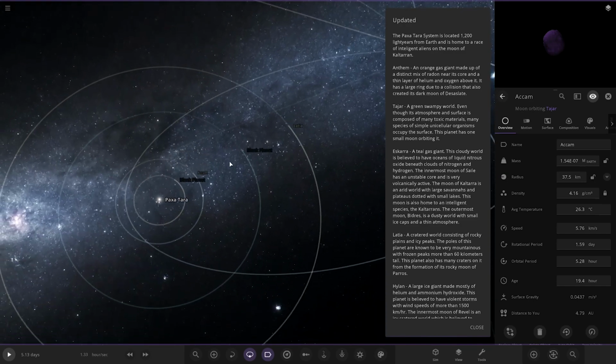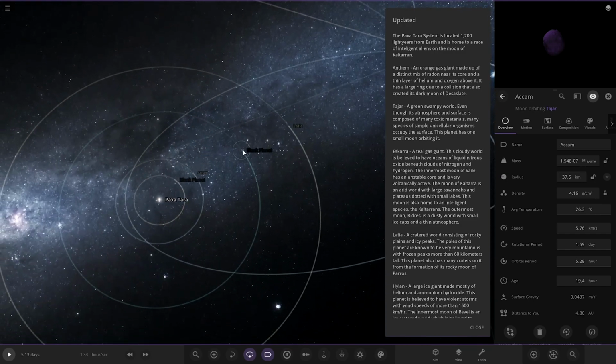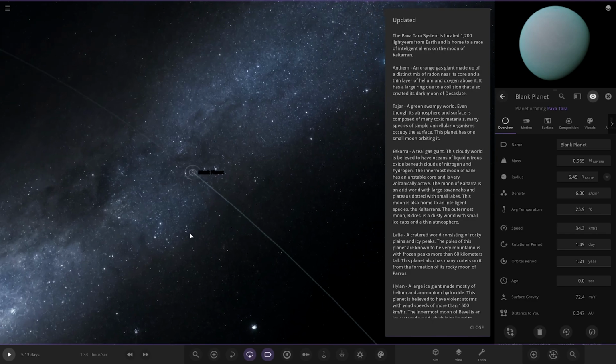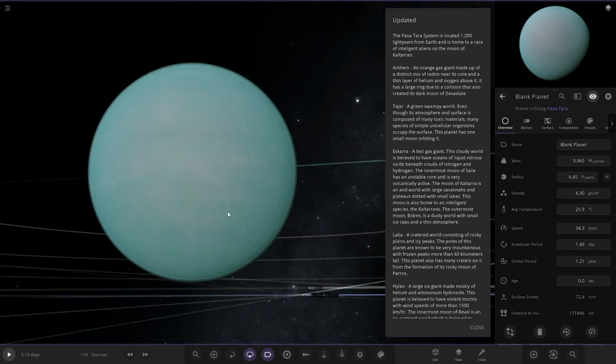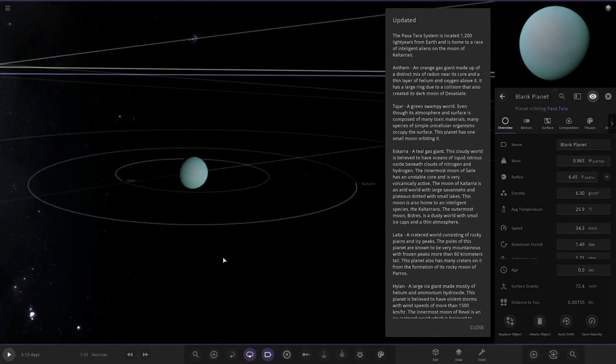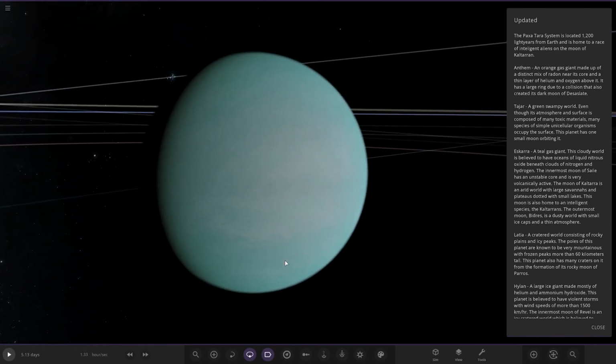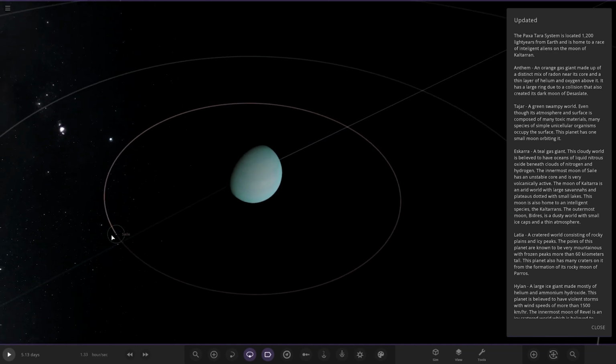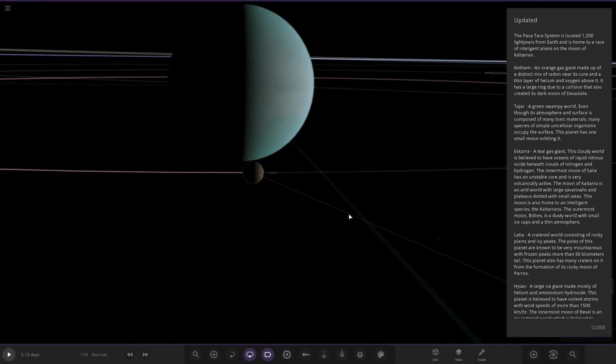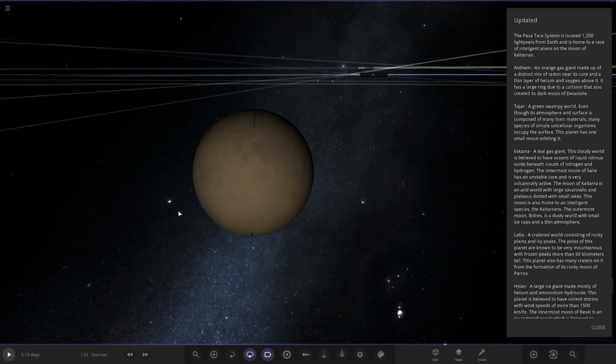Alright, what do we got next? Next up we got this one. It's another one of those blank planets, but it's another gas giant with an atmosphere on it. Okay, looking good. So, Escara. A teal gas giant. This cloudy world is believed to have oceans of liquid nitrous oxide beneath the clouds of nitrogen and hydrogen. Its innermost moon of Sali has an unstable core and is very volcanically active, which is this object here. So there it is. Okay.